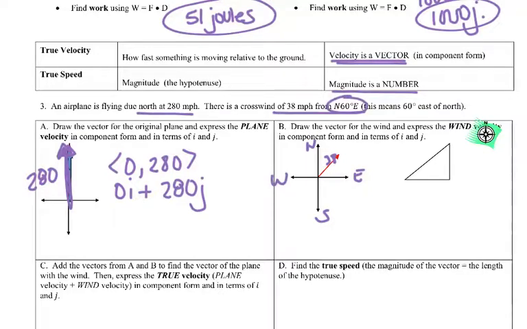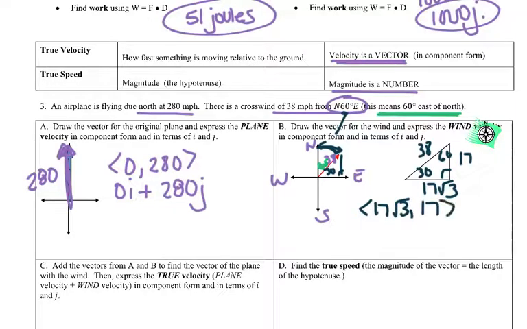So N60E means as if you were going north, but you turned 60 degrees towards the east, or 60 degrees east of north. So what that gives us here is a 30, 60, 90 triangle. There's the 30, there's the 38, this is a 30, 60, 90, because that angle was 60 because of that. So then this is going to be what? 17, 17 root 3. So this is 17 root 3 comma 17, or 17 root 3i plus 17j.